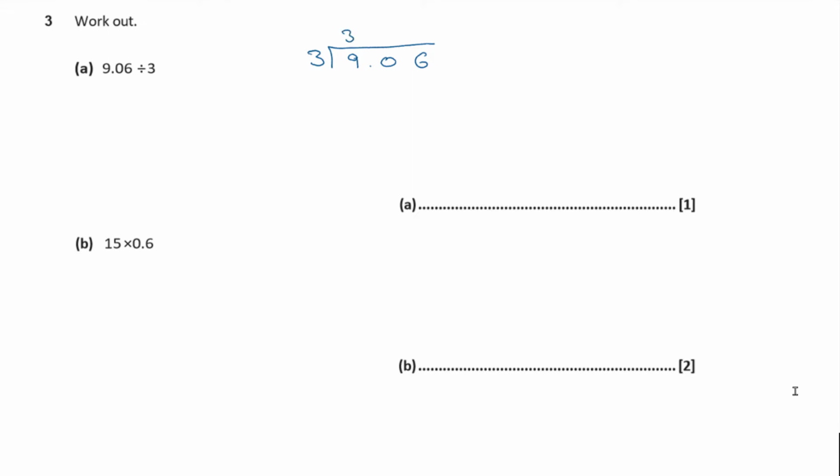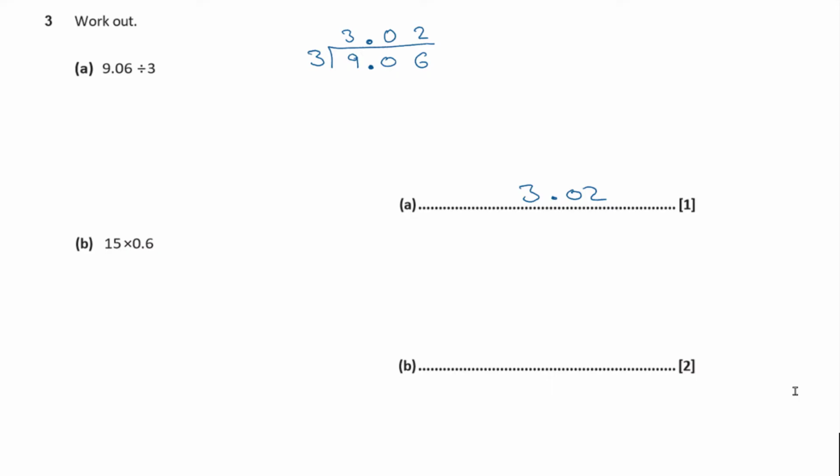How many times does 3 go into 0? It goes in 0 times. How many times does 3 go into 6? It goes in 2 times. Now the decimal point there started after the 9. It's going to be in the same position in the answer. So my answer is 3.02.